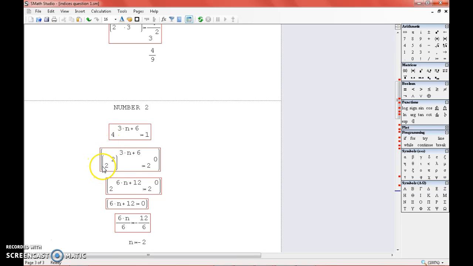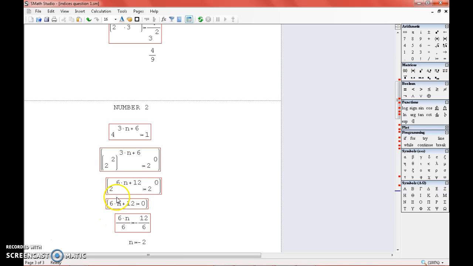So 4 is also the same as 2 squared, and you put that back. And 1 is also the same as 2 raised to 0. Remember that law? Okay, so 2, and then you're going to multiply whatever is outside with the index in here. You get 6n plus 12, still equal to 2 to the 0.